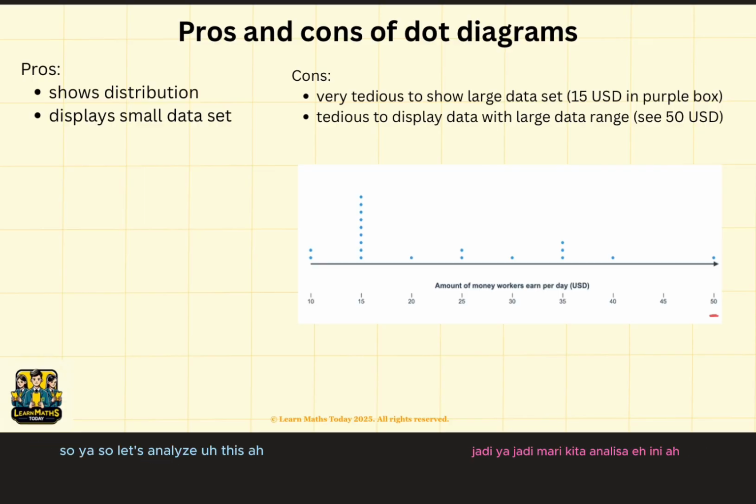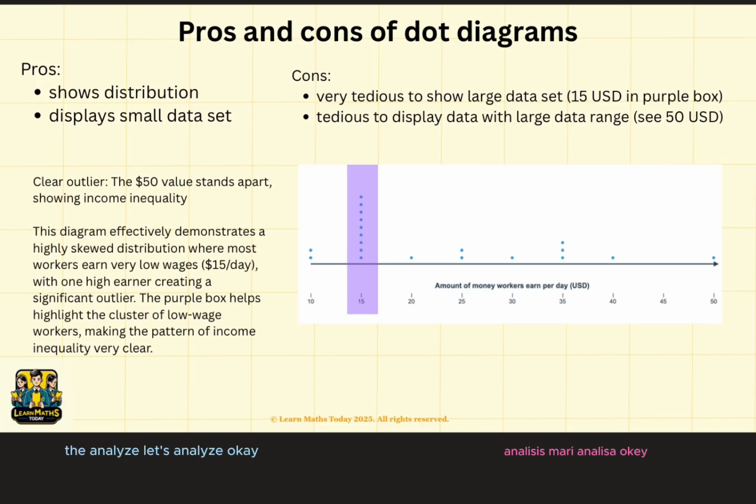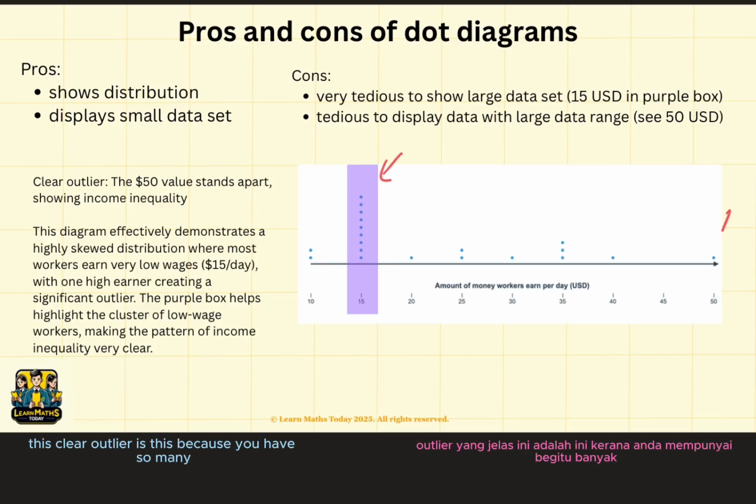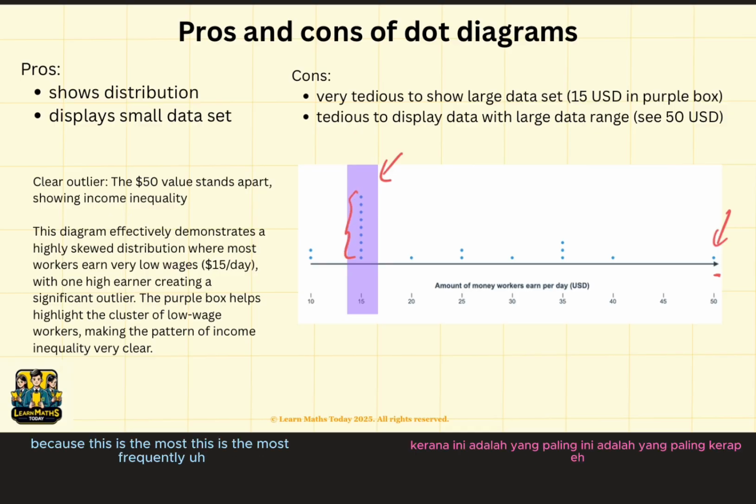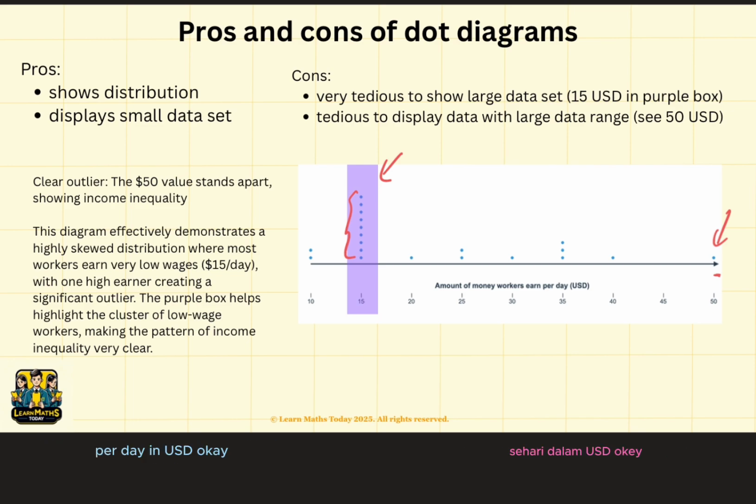So let's analyze this. The clear outlier here is obviously this, because you have so many. But this is our cluster of low wage. So generally it clusters around 15. How do we know? Because this is the most frequent amount of money that workers earn per day in USD.